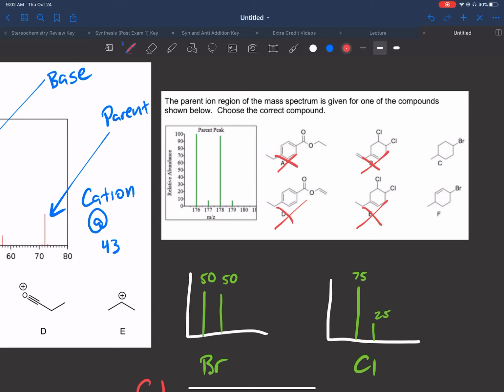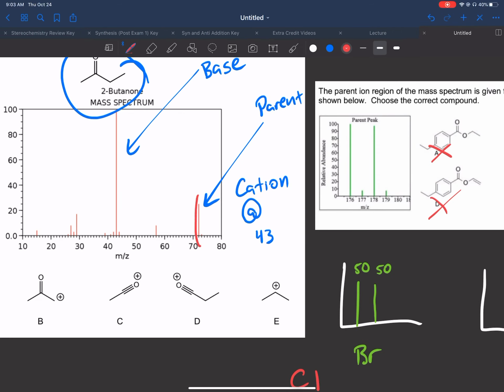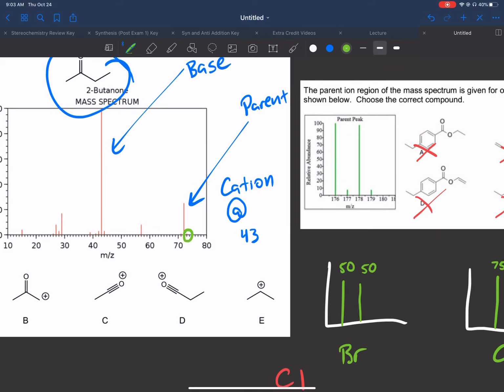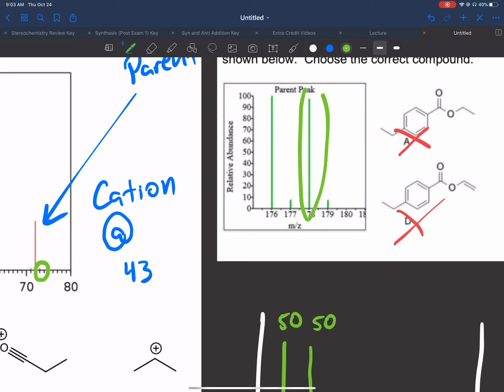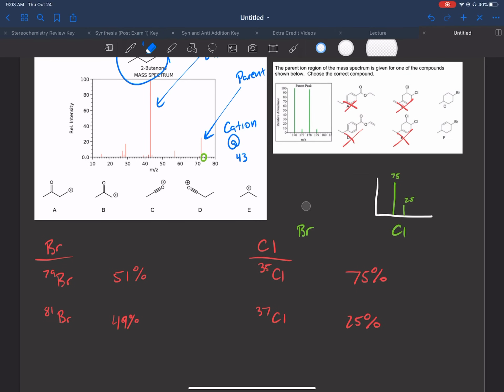Now remember, the parent peak is the one furthest to the right, but in a sense the larger one. So remember, in this case, this is our parent peak, right? Not this little peak right there. Okay. Same thing here. This is our parent peak, not that little one. Okay? So what we're going to do now is we're going to have to do a little bit of math.